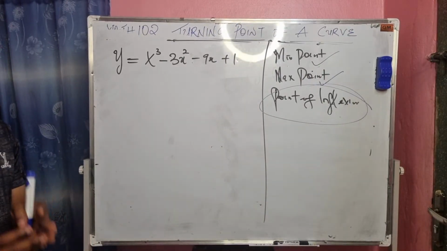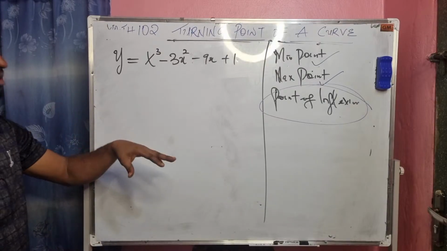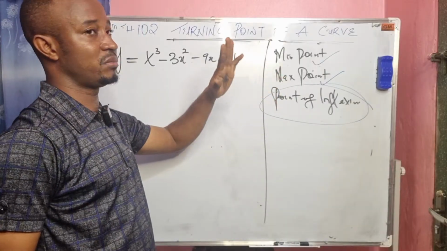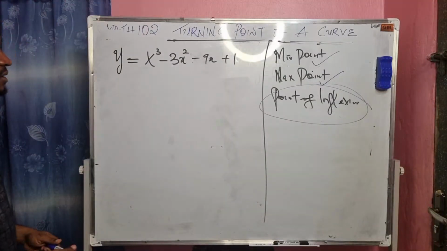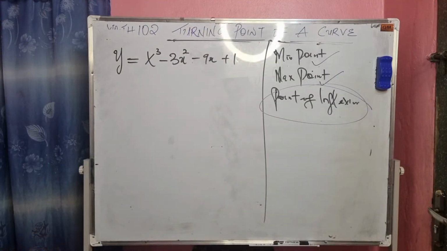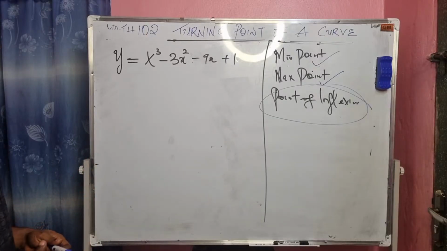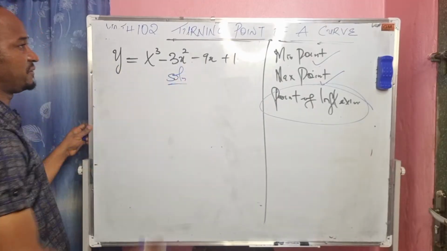Please, if today is your first time in this class, we have already learned how to find the minimum points and maximum turning points of a curve. So you can always go back to the YouTube videos. Just search for minimum and maximum points by EMI-BRAIN, and you will see it there. Okay, solution to this. Let us find the point of inflection.